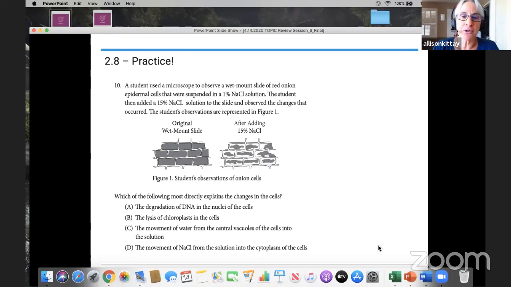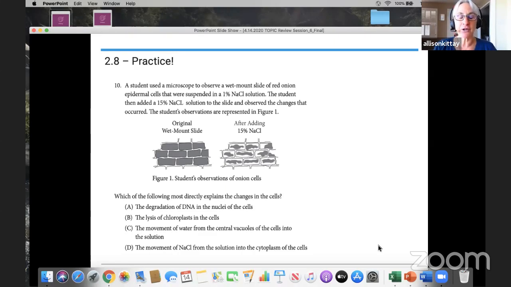All right. One more practice with this, and I know you guys have probably done this with microscope practice, where you take a red onion and you peel off that thin tissue, the epidermal tissue, and you go ahead and put that on a microscope slide. You can suspend it in a little bit of sodium chloride solution, and you can see the original slide in that 1% looks like a brick wall, right? So the cytoplasm is in gray, and you can see the cell walls that are shown in white. Now the student added 15% sodium chloride solution and observe the changes.